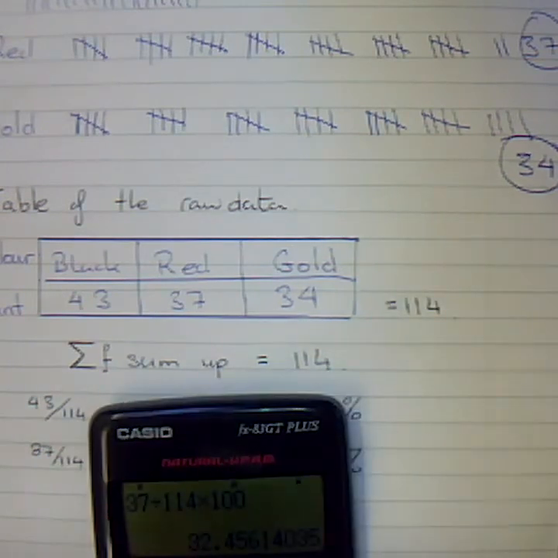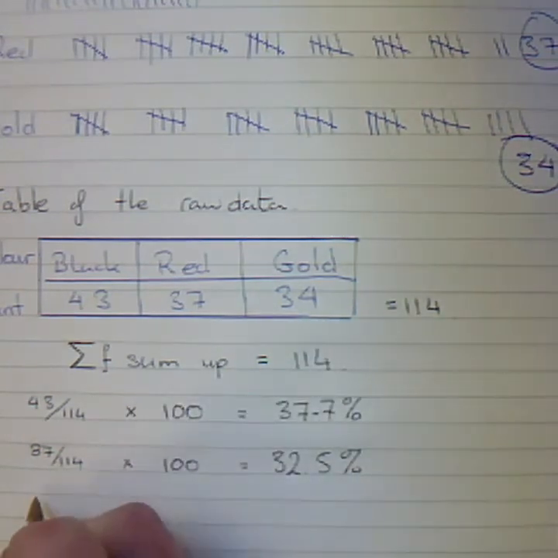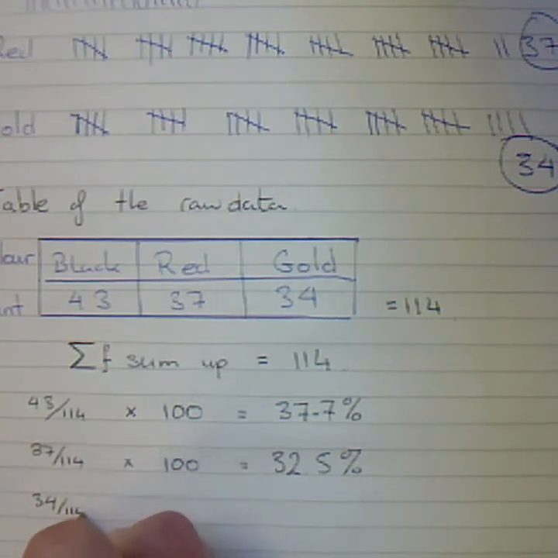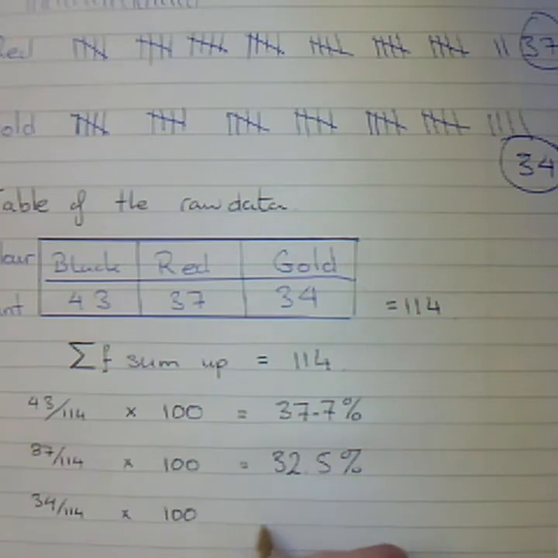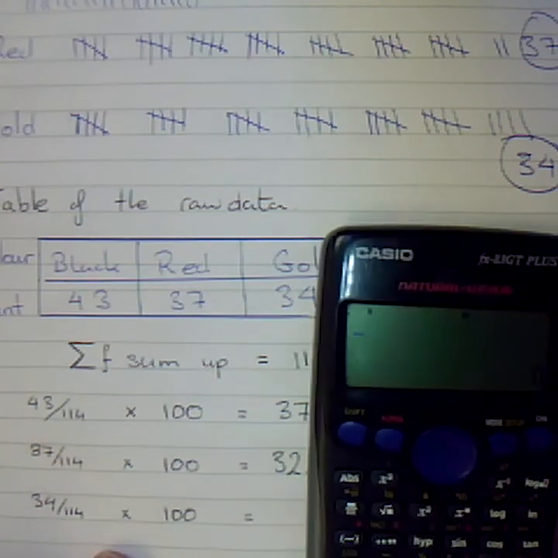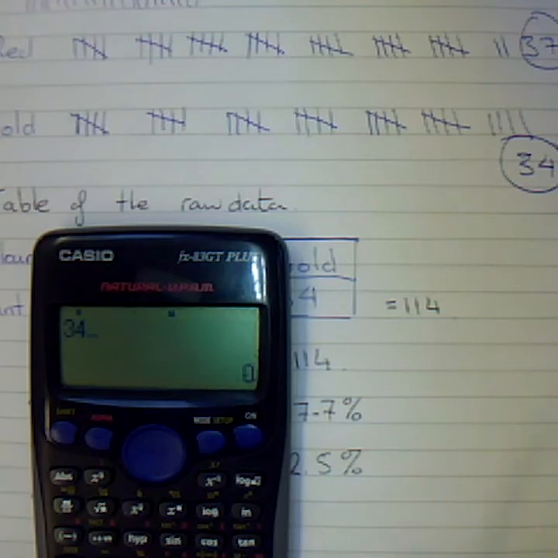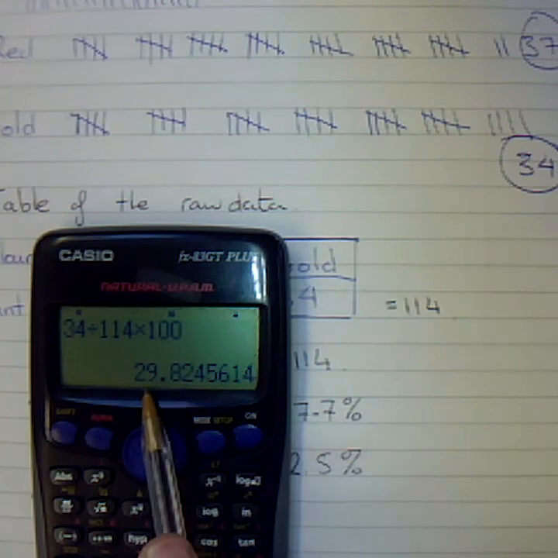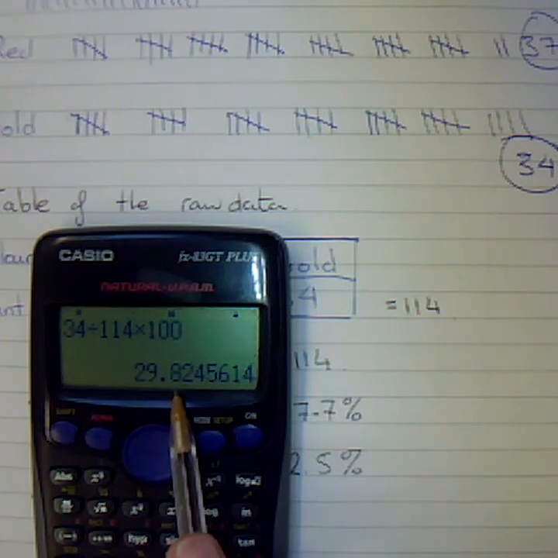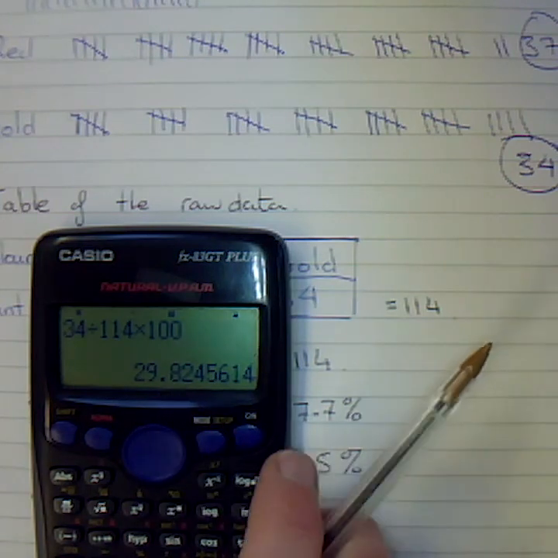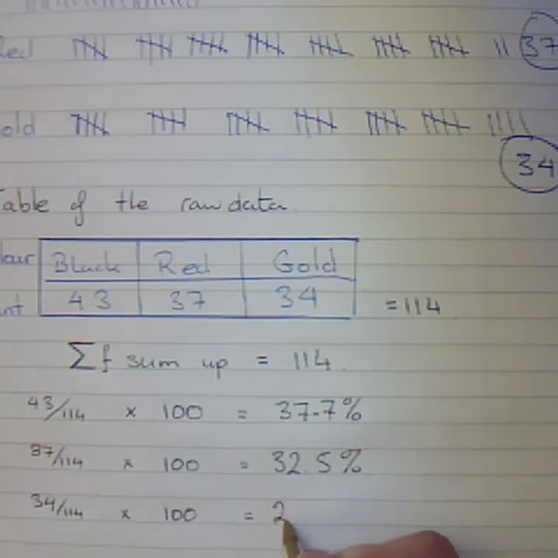And the last one then is 34 out of 114. Multiply that by 100 to turn it into a percent, because remember, that's a fraction of a percent of 100. So 34 divided by 114 multiplied by 100 equals 29.8, and to round it off to one decimal place, 29.8. The 2 is not strong enough to change the 8, so just leave it at 29.8%.